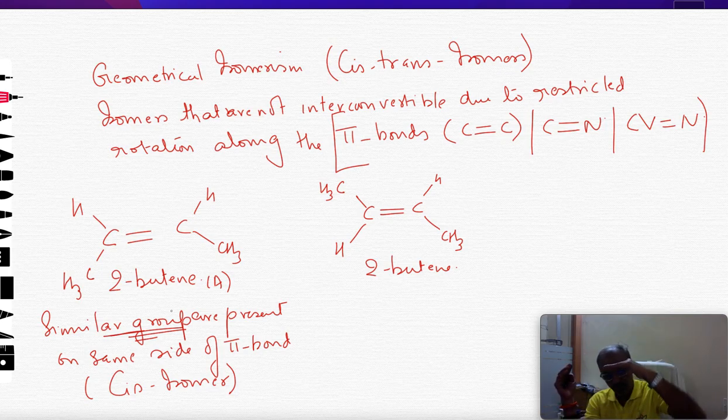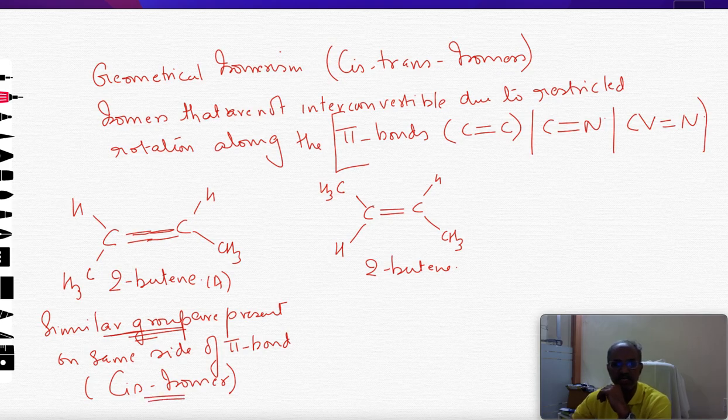Once again I'll say, two similar groups, if they are on the same side of the double bond, attached to adjacent carbon atoms, and these adjacent carbon atoms are attached by a double bond, such type of isomers are known as cis isomer.